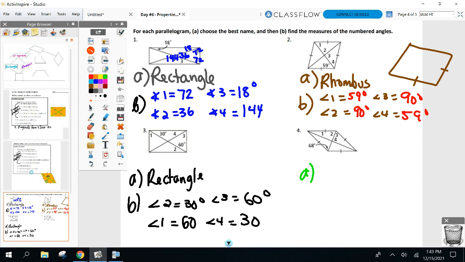What type of figure? Parallelogram with all sides congruent equals a rhombus. Don't say square either. This is not a square. Can't say square yet. You'll learn about that later on in the week. But this is confidently a rhombus. All right, go ahead. 1, 2, 3 again, 4. Know your properties. Goes pretty quick.